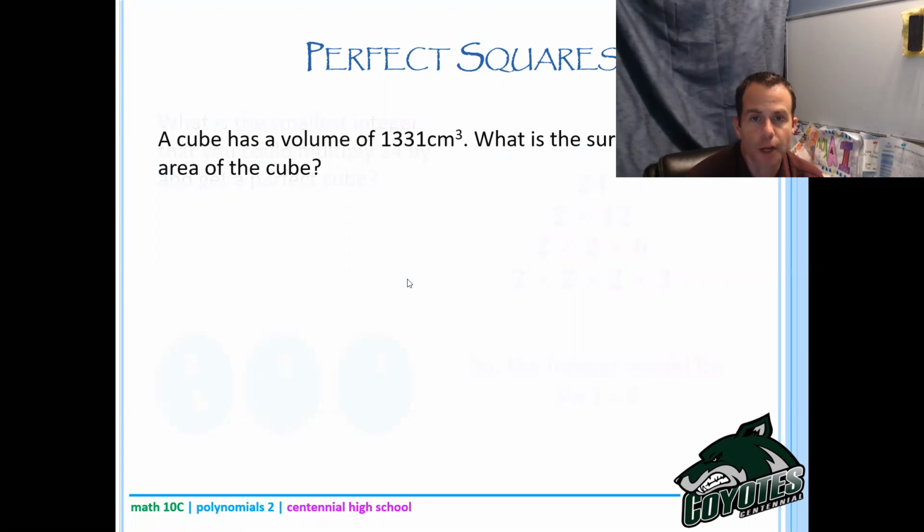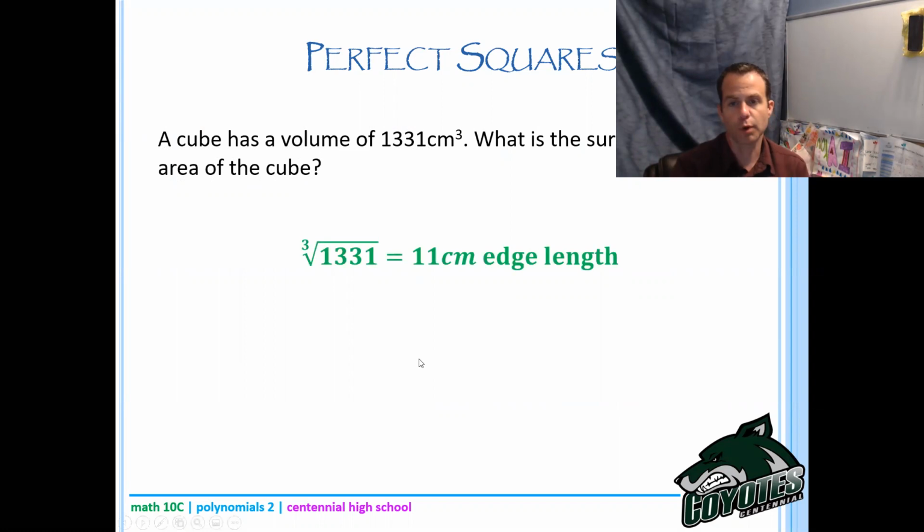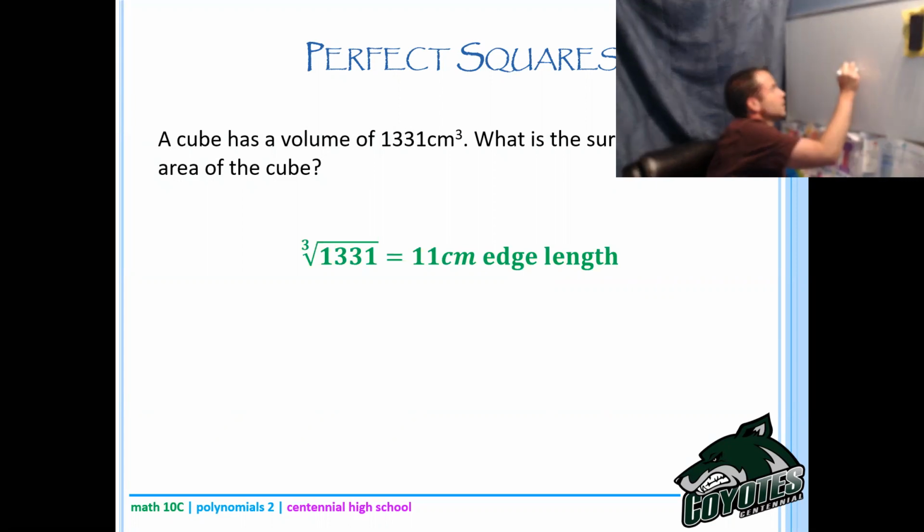All right, awesome possum. A cube has a volume of 1,331 centimeters cubed. What is the surface area of the cube? Okay, so I've given you volume. What do we know? Well, we know that if we have volume, we're able to get down to a side length. How? Good, to the person who said, I need to take the cube root of that. So make sure you're communicating as you go. I'm gonna take the cube root of 1,331, and that's 11. So I have an 11 centimeter edge length. Now, that means I have a cube that's 11 by 11 by 11.